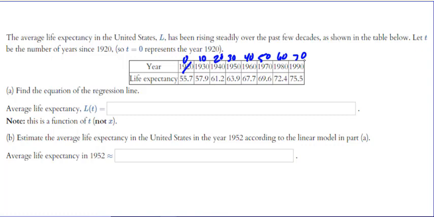Sometimes they have a tendency to do that, and you'll be left trying to figure out what the heck happened. So again, we're going to type this in and get the life expectancy, and then it asks what the life expectancy is in 1952. Now 1952 is 32 years from 1920, right? So T is going to be 32. All right, so let's do it.